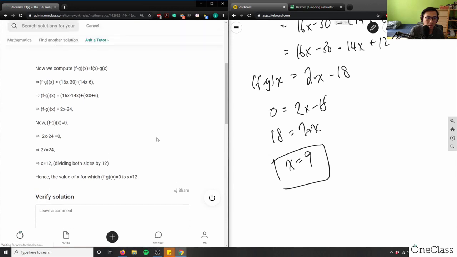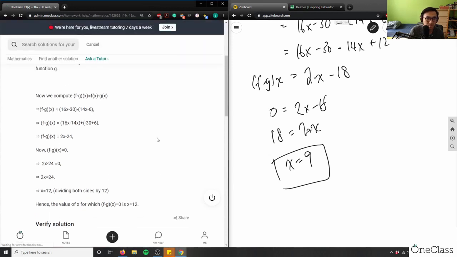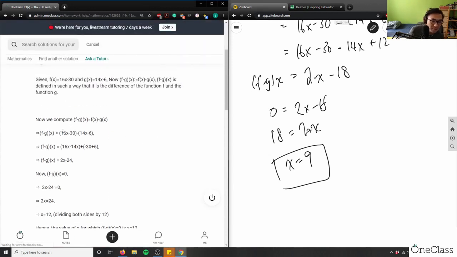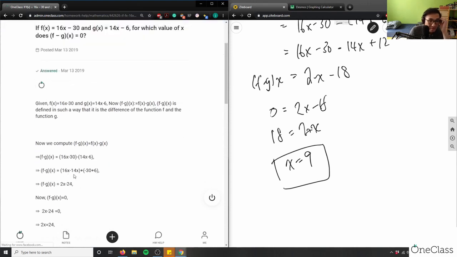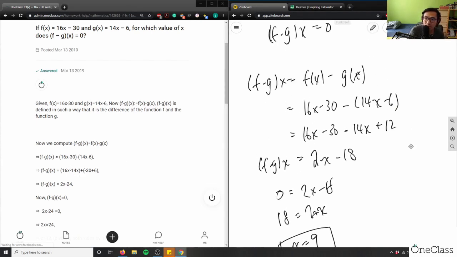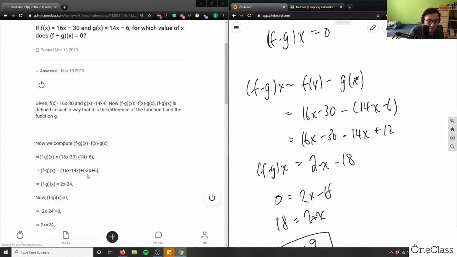And let's see, 16x minus 30 minus 14x minus 6. Did they sub in the problem correctly? F minus g of x, yeah. 16x minus 14x, okay, they're grouping it, and I have negative 30 plus 6.